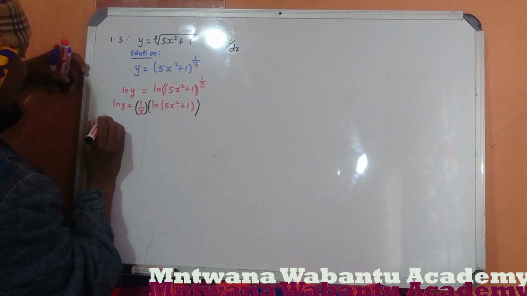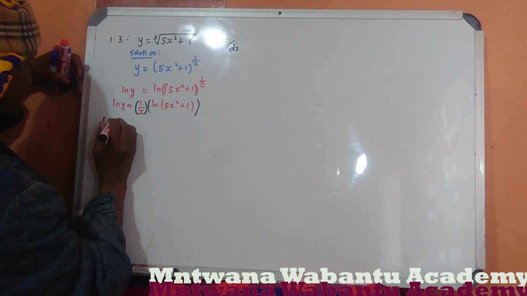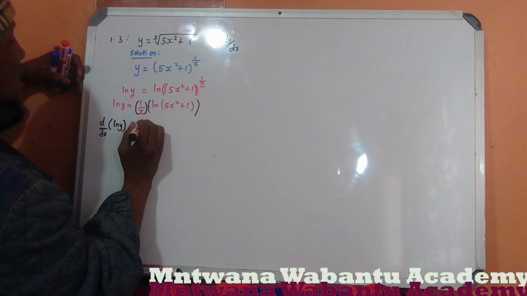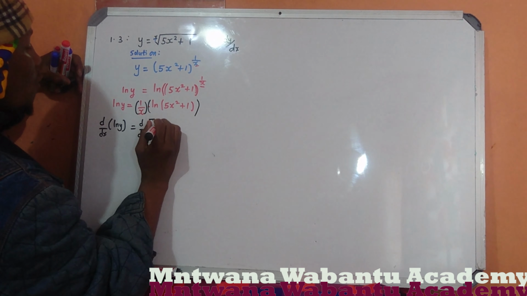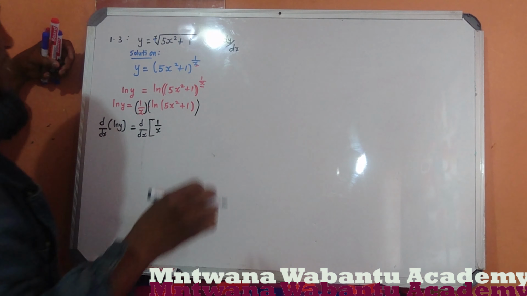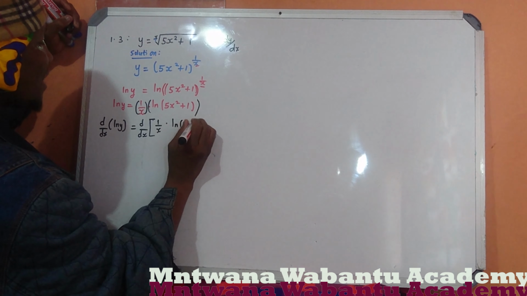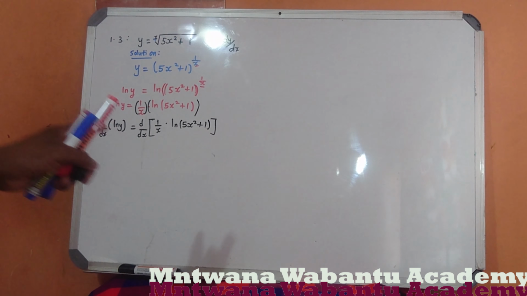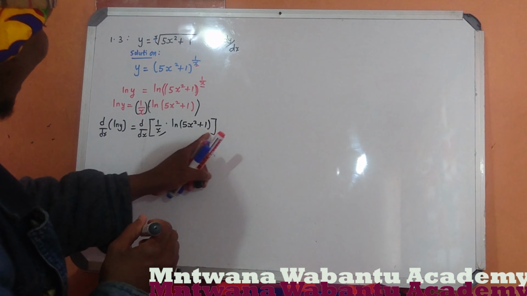Since you want to get dy/dx, I'm going to differentiate the left hand side with respect to x, so d/dx of ln of y. On the right hand side I'll do the same thing, d/dx of 1 over x, but since I want to differentiate, multiply by ln of (5x^2+1). This is a product rule because you have a product of the two functions, the first function and the second function.